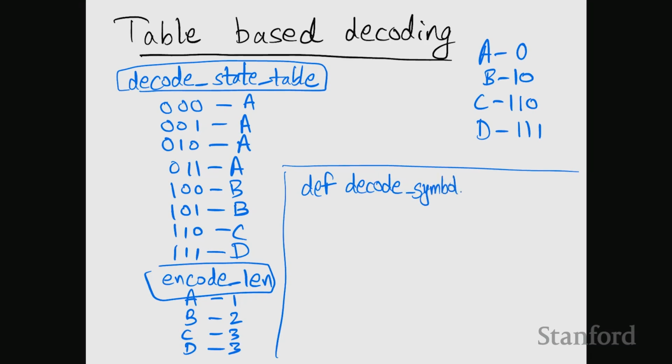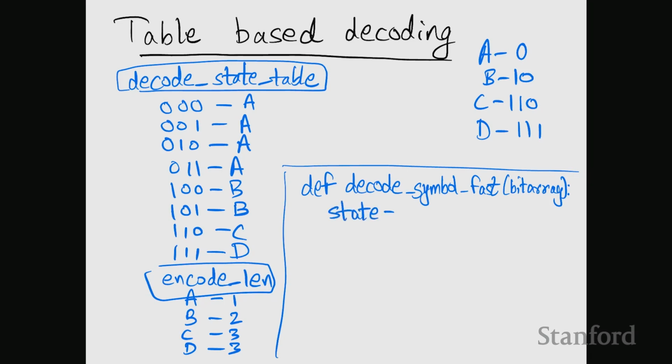I think this is actually not what you are asked to do in the homework. You are asked to construct these state tables in the homework. So, I'm not infringing upon your homework here. We call this decode symbol fast in the sense that it's faster than doing it in a tree.